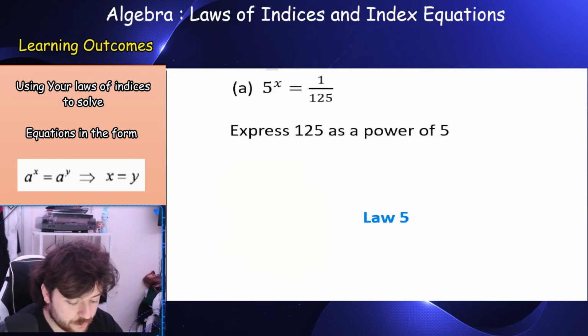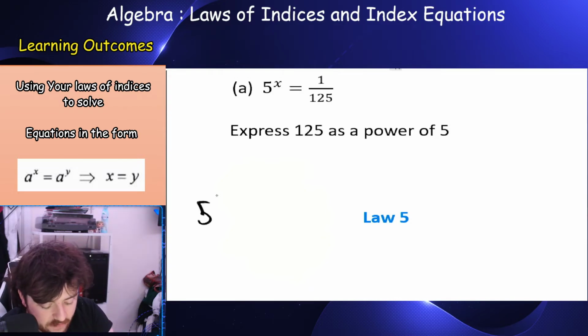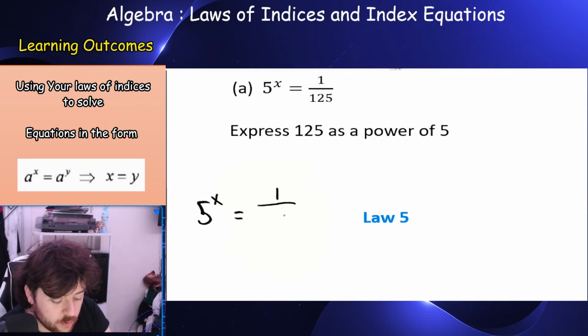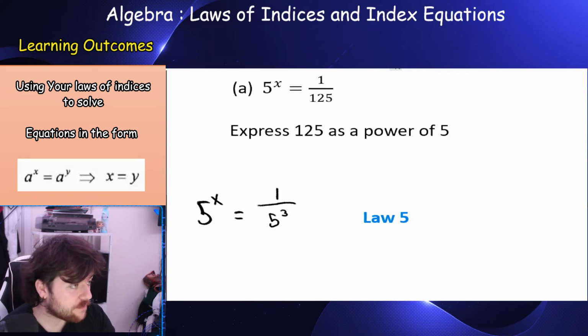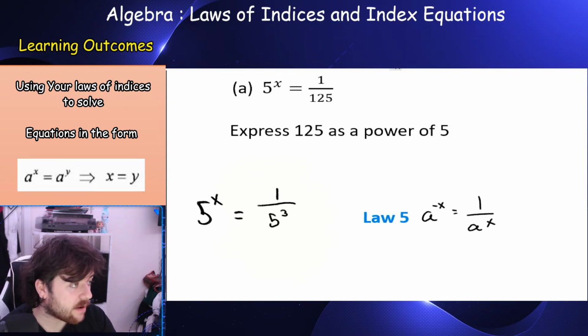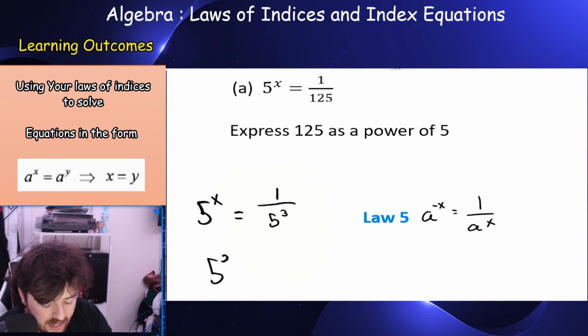So what I'm going to do is, I have 5 to the power of x, law 5. So this is my negative rule. If I have a negative power, it goes underneath the line. So I have 1 over 5 to the x, and 125 is the same as 5 cubed. Then if I apply law 5, just remember a to the power of minus x equals 1 over a to the x. So I have a negative power. I have 5 to the x, which is equal to, if I'm bringing this above the line now, 5 to the power of minus 3.